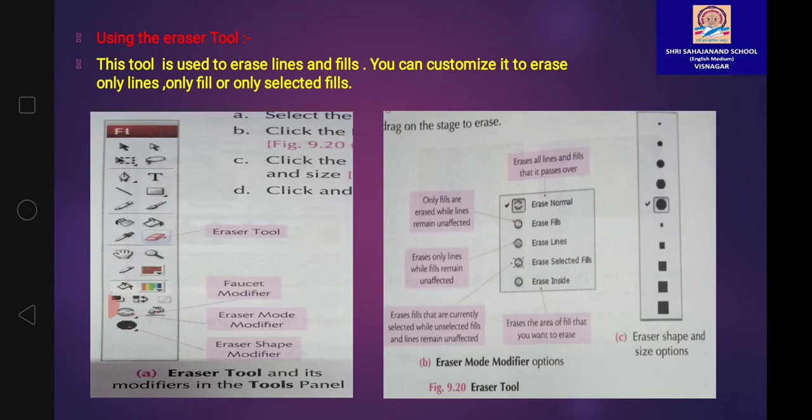Then finally, the erase inside option. It erases the area of fill that you start erasing in. In this way, we can erase as per our requirement with the different types of modifiers. And finally, the eraser shape and size option. By using this, we can change the eraser shape and we can change its size. So in this way, we can use the eraser tool in Flash.